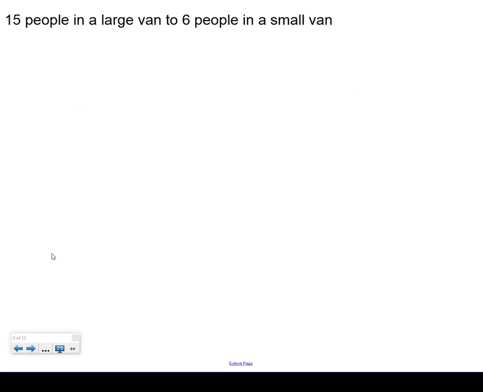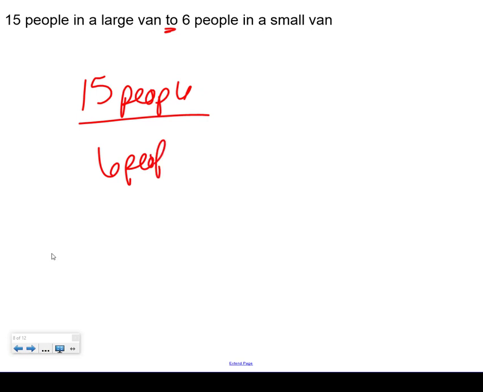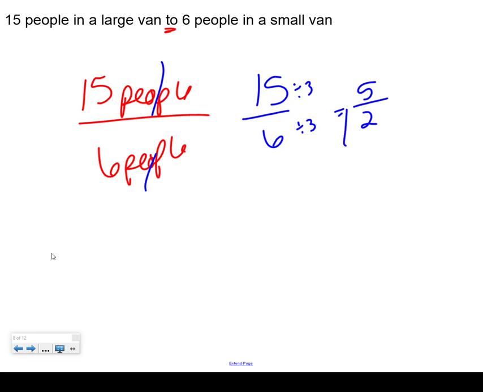15 people in a large van at 2. Here's my comparison: 6 people in a small van. So I have 15 people and I have 6 people. I'm going to mark out my labels, and I have 15 to 6. They are both divisible by 3, and I end up with 5 to 2 as my comparison.